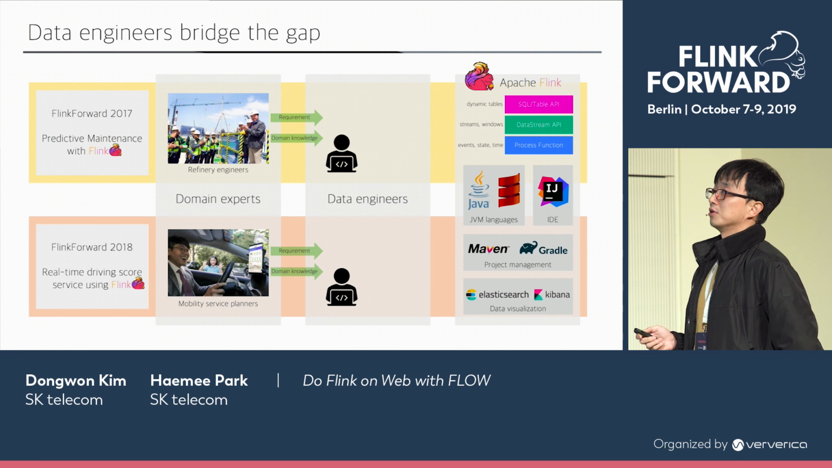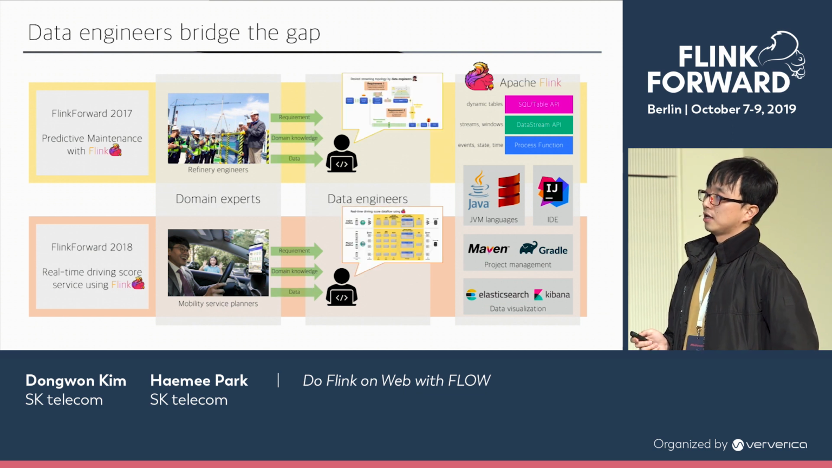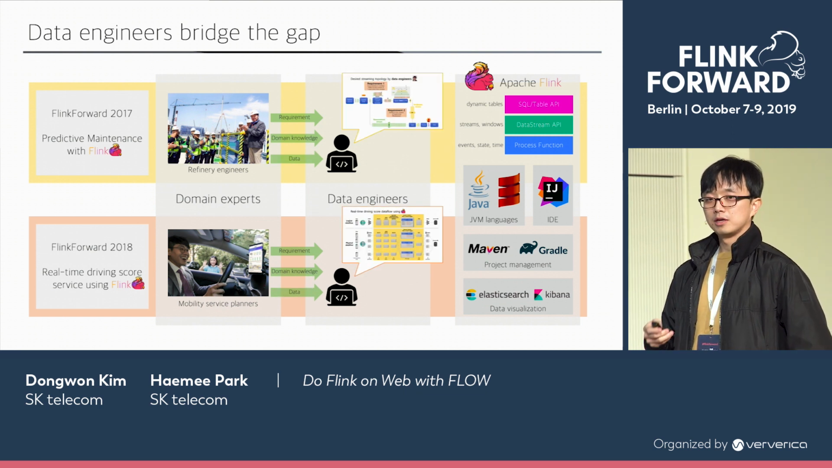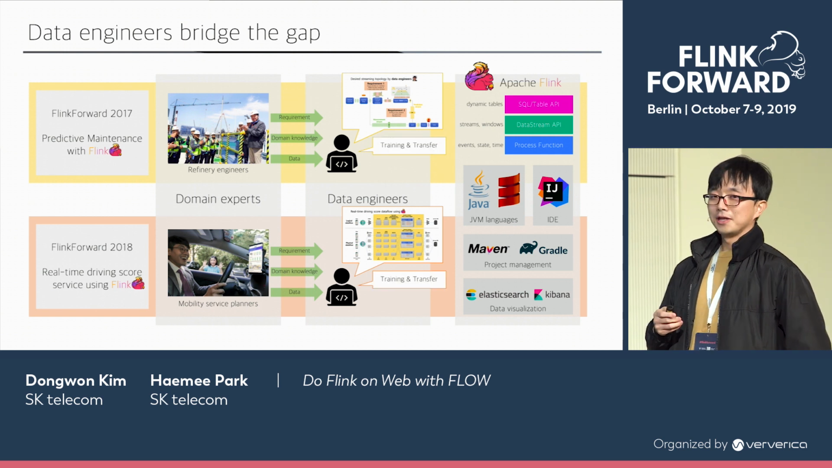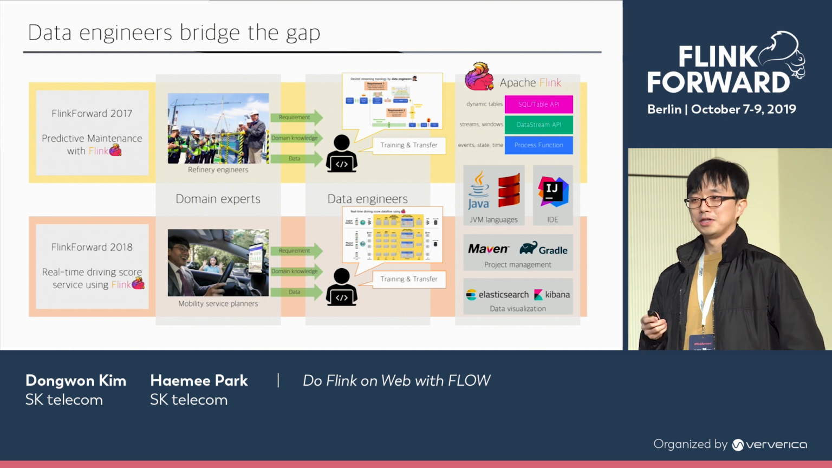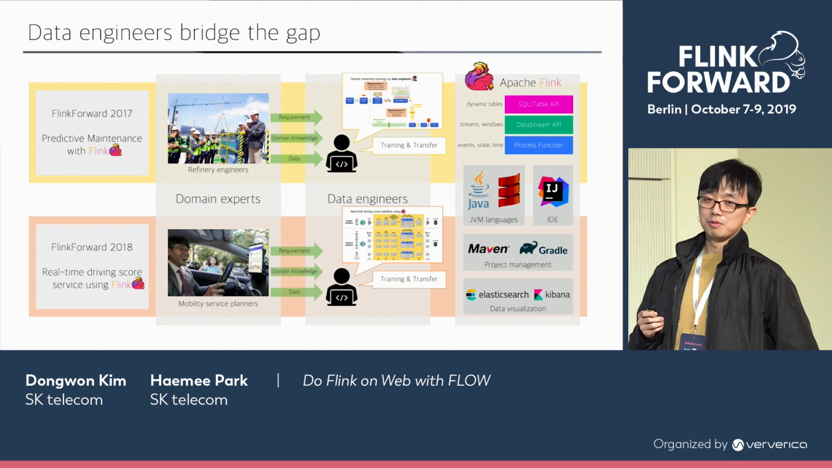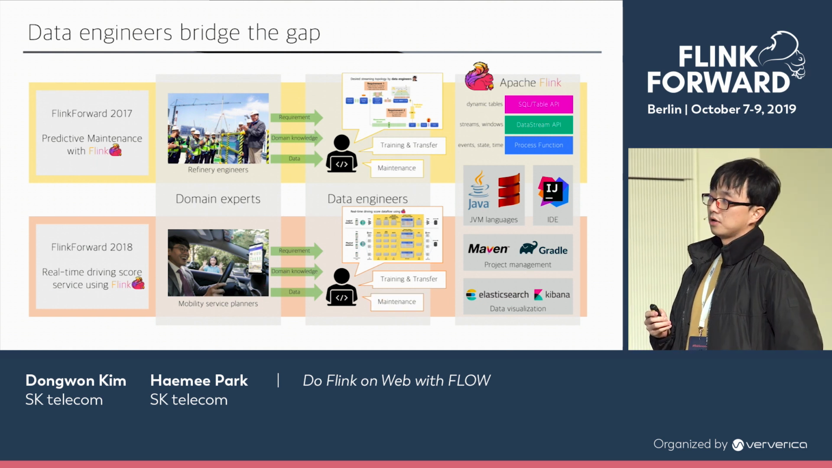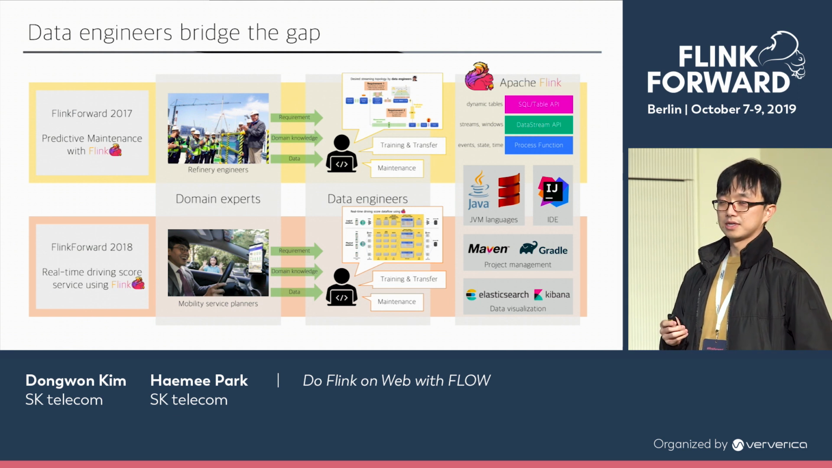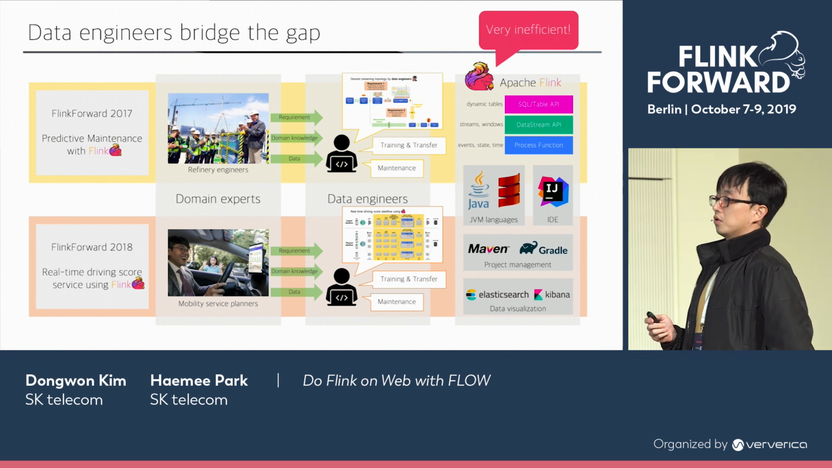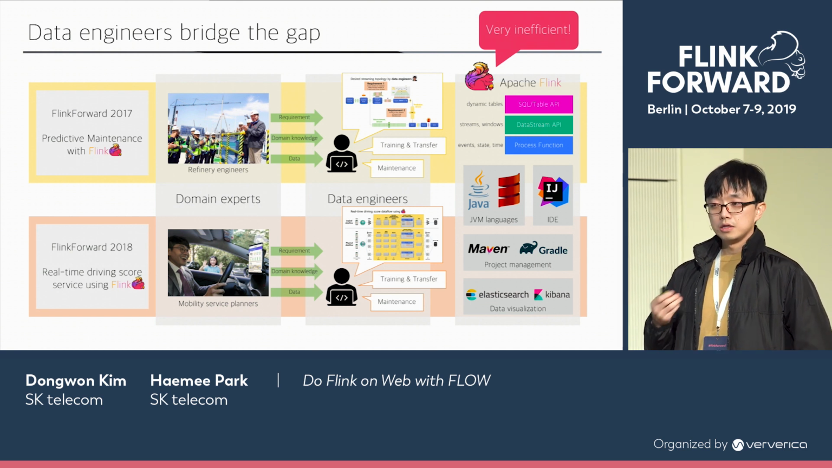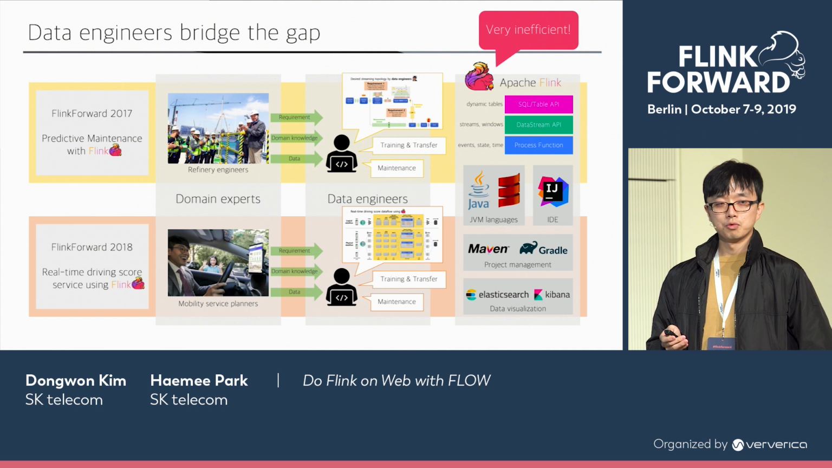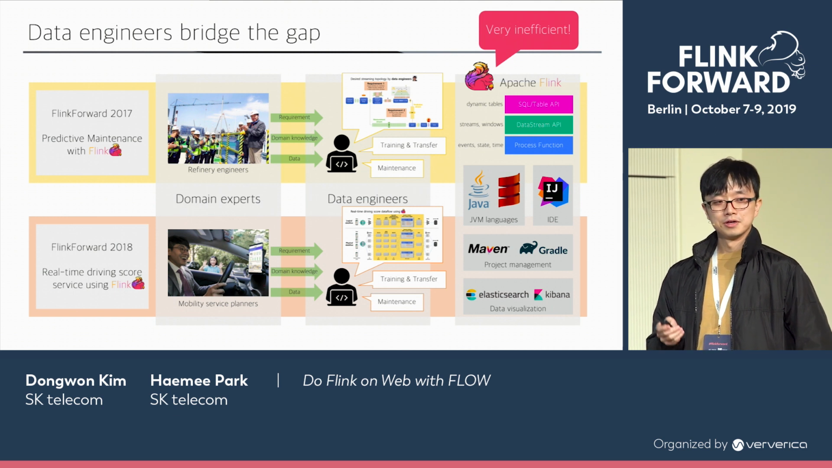We got requirements, domain knowledge, and data, and we designed and implemented streaming processing pipelines, and we needed to train them how to use Flink, and we needed to transfer what we implemented, and we were involved in maintenance to some extent. So as you can see here, this is very inefficient. In this way, we will be able to do just 1 or 2 projects per year.